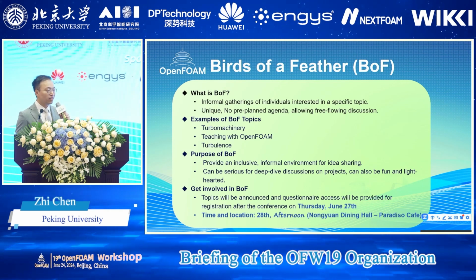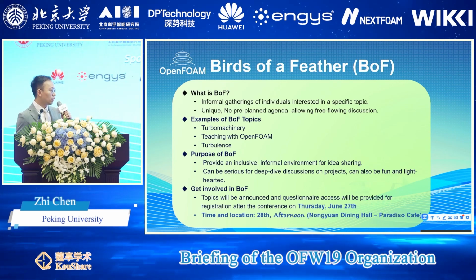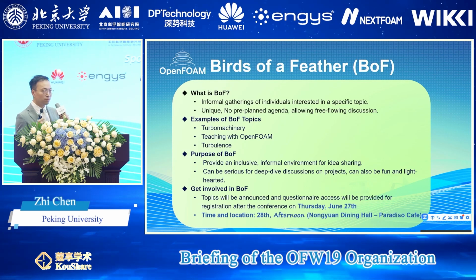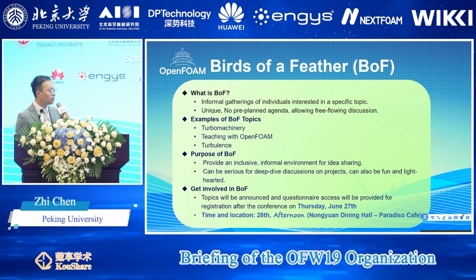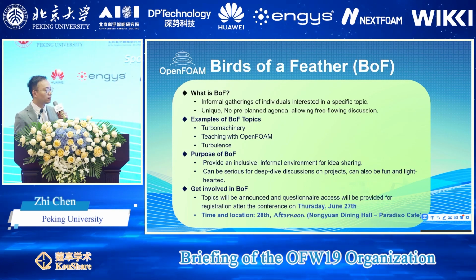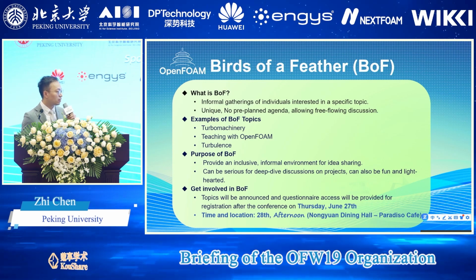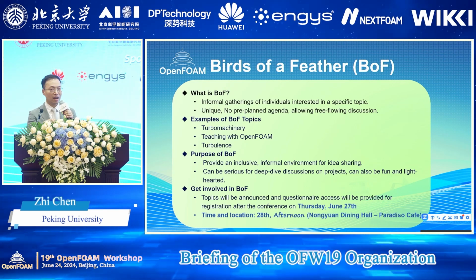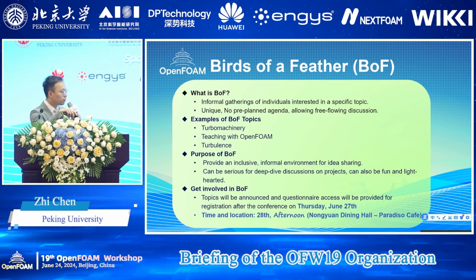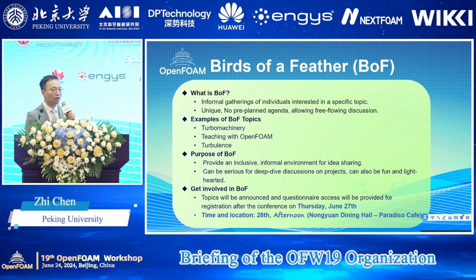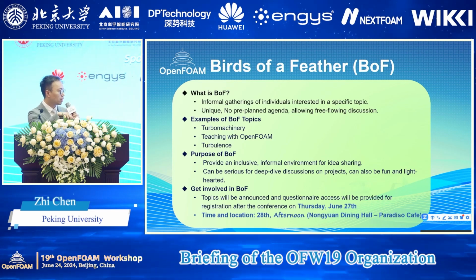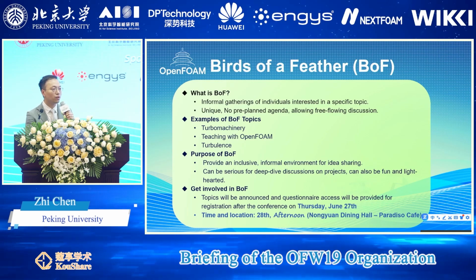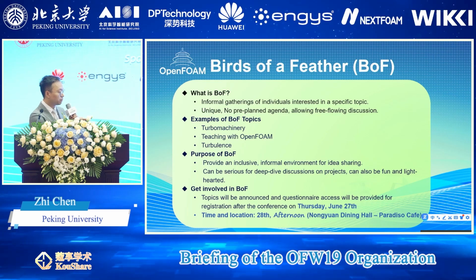So we're collecting questionnaires also from the website, and if you can give us your idea by Thursday, then obviously we can find tables. The location of this activity will be where you have lunch. There is a cafe called Paradiso Cafe, very easy to find if you go to this dining hall, and we will find a few tables and put a label on the table, and you can find the topic you are interested in.